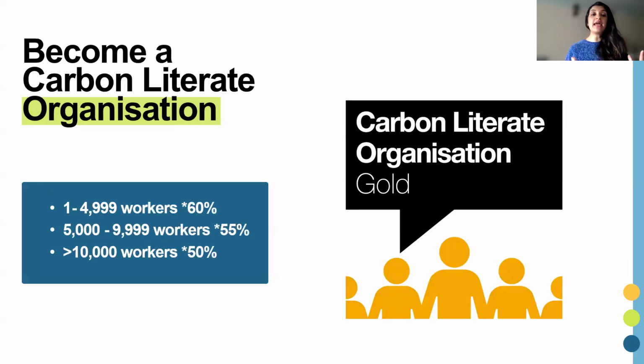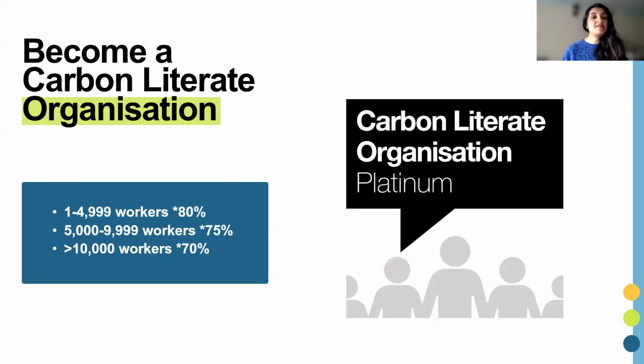So gold, again, if you have between 1 to 4,999 workers and 60% of those are carbon literate, you can attain gold. And platinum, slightly different as well, where you have those higher numbers, and the number of staff can be reduced by 10 or if 90% of the organisation's senior management are certified, directors, organisational leaders, C-suite, etc.